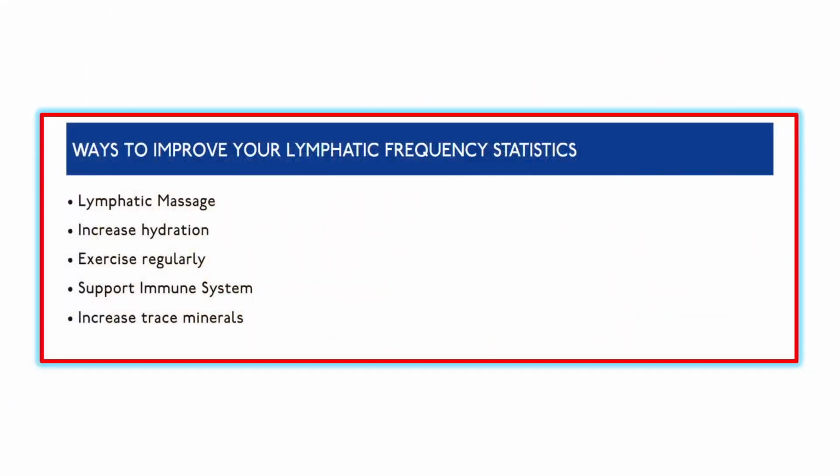Another place that you could look is body systems. Run the lymphatics. See what it says as far as running that actual system. And when you look here, at ways to improve your lymphatic frequency statistics, look at the suggestions. Well, part of those suggestions, again, is water and exercise and boosting the immune system. The lymphatic system really depends upon water, exercise, and movement.